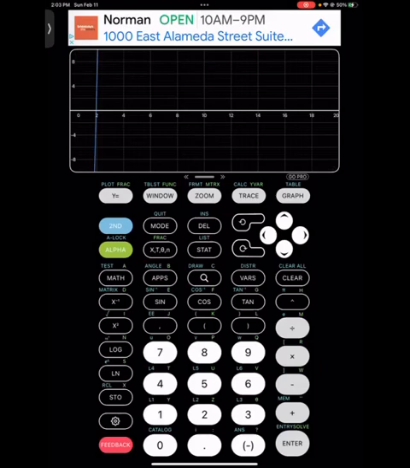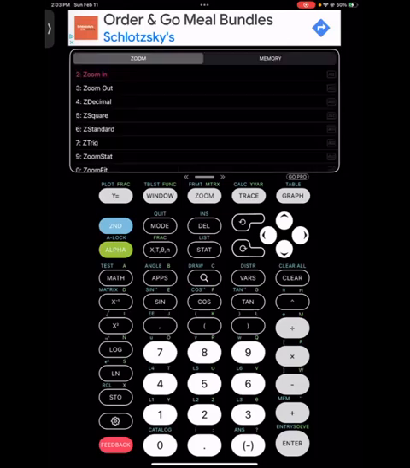So I'm looking at the graph right here. At the top row, we have y equals. That's where I typed our function in. We have window, where we typed in the window for our function. And then we have zoom. So I'm going to click zoom.